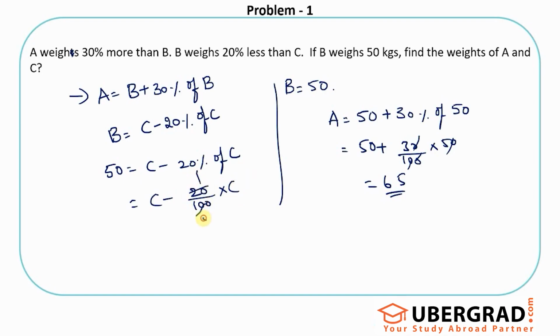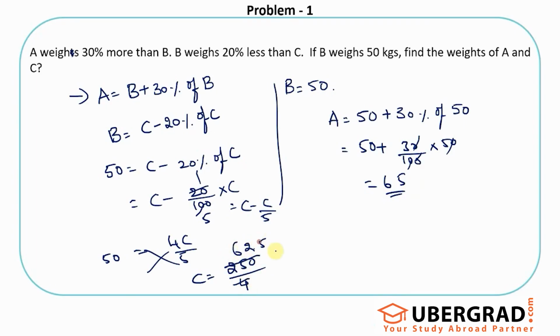So this will be like what, 20 1s are 25. So C minus C by 5, right? That's like this, right? C minus C by 5, that will be 4C by 5 is equal to 50. So that will be like C is equal to 250 by 4, right? 4 6s are 24, 62.5 will be the answer. Okay, that's what you can do.